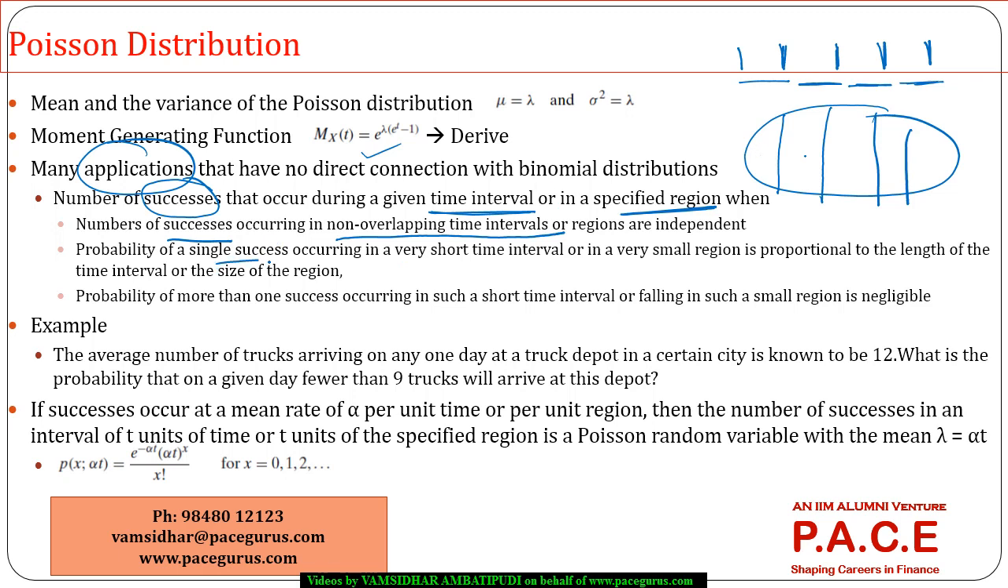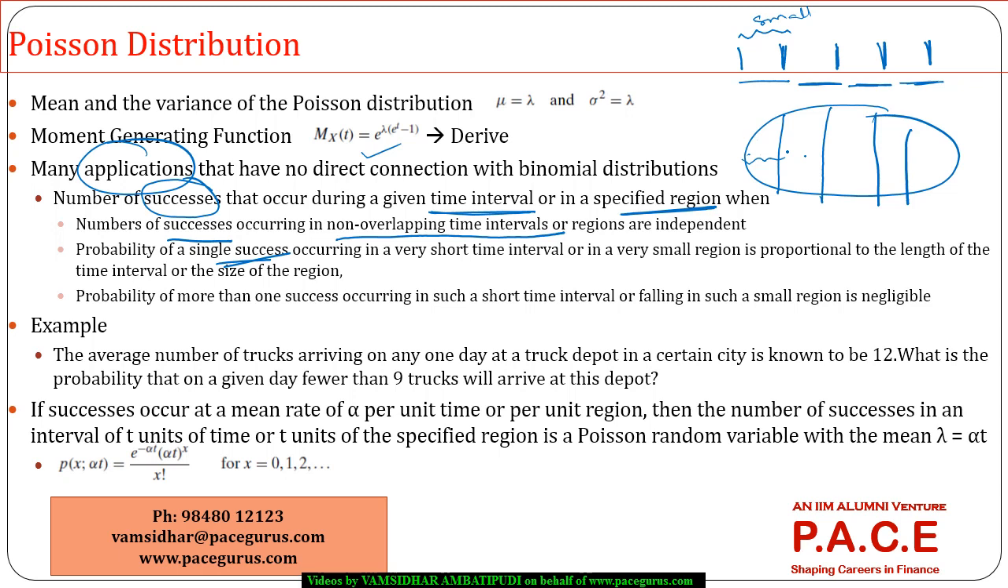Probability of a single success, right? One success occurring during this period is very, very minute. Or within this region, the probability of one success occurring is in a very, very small region or very short time interval.